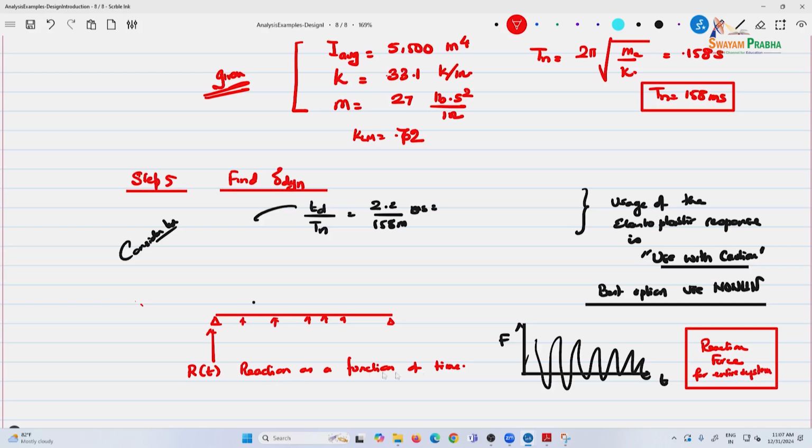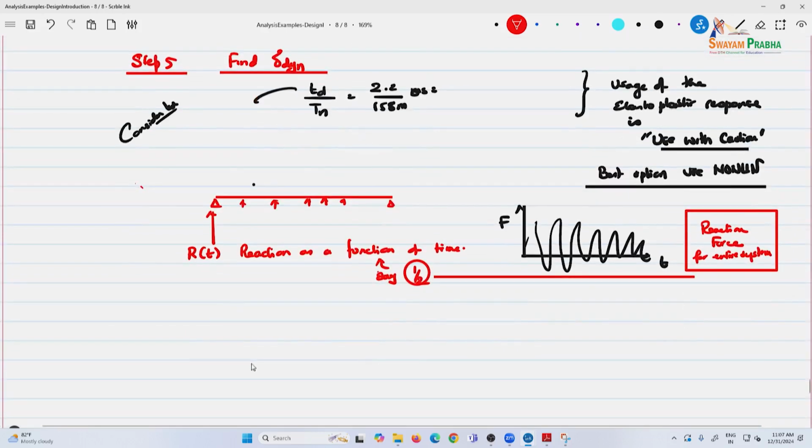So you can divide by 2, say maybe half of this value. This is your response. This is a force in kips per second. Your dynamic shears, you can combine them. I don't think these are exercises we will take.